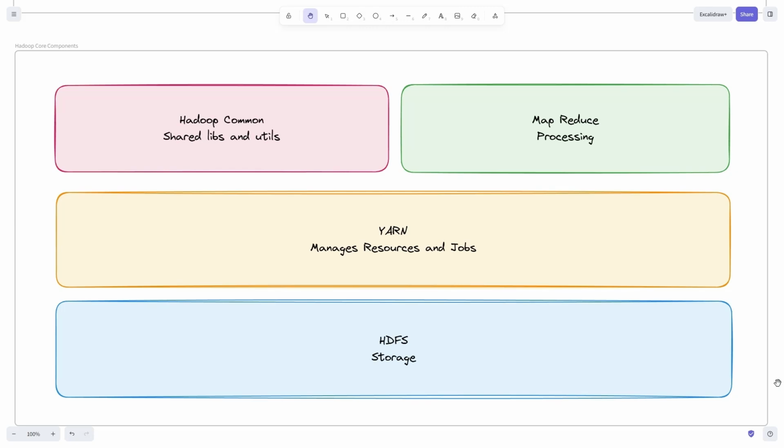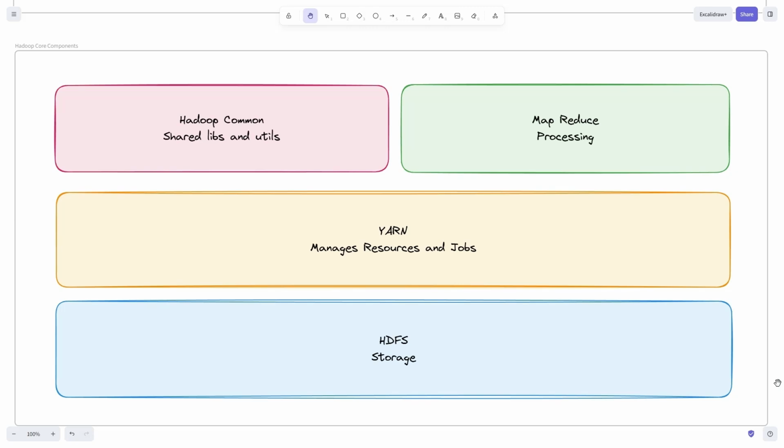HDFS, storage problem. HDFS is responsible for data storage. It stores large files by splitting them into smaller blocks and distributing them across multiple machines. HDFS stands for Hadoop Distributed File System. HDFS also replicates data to handle failures. So HDFS solves the problem of scalable and fault-tolerant storage.